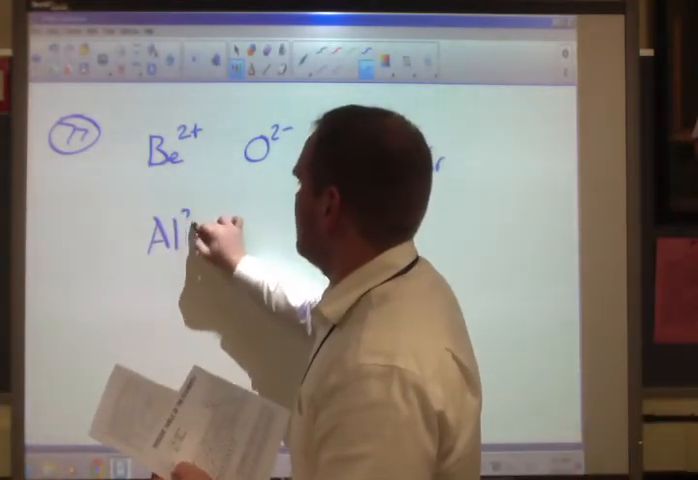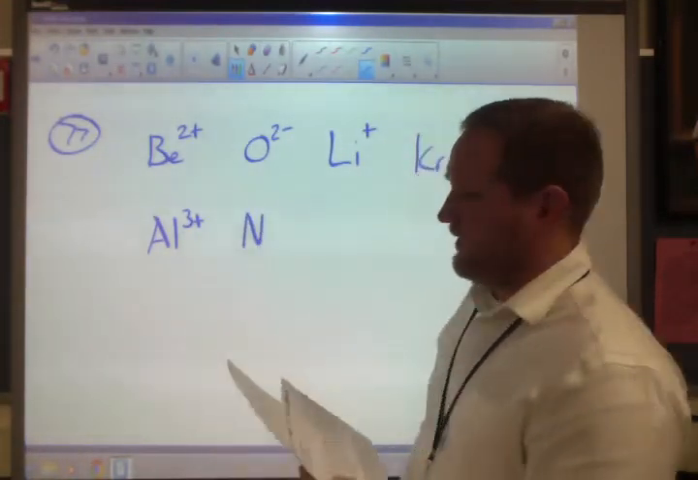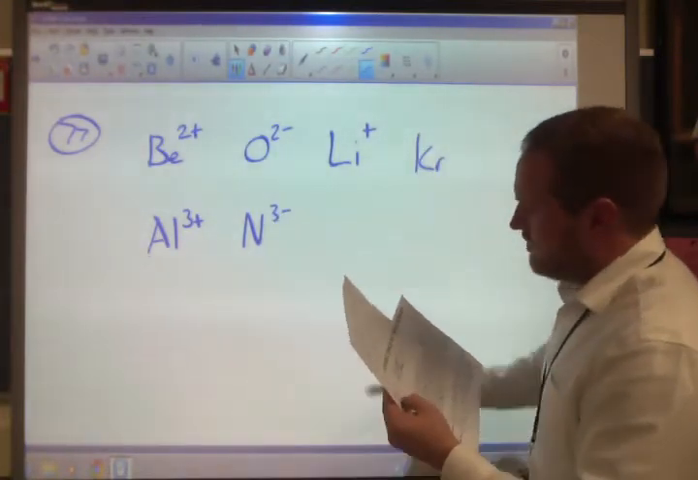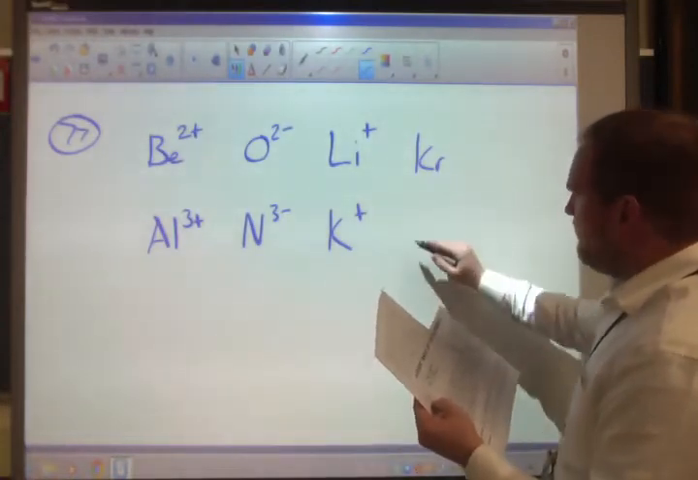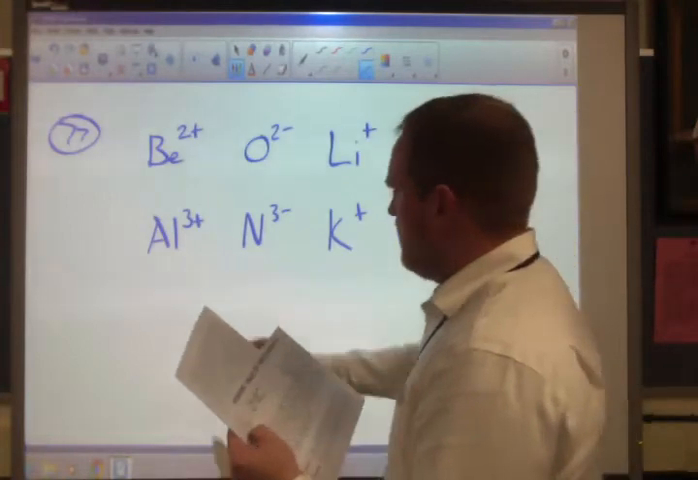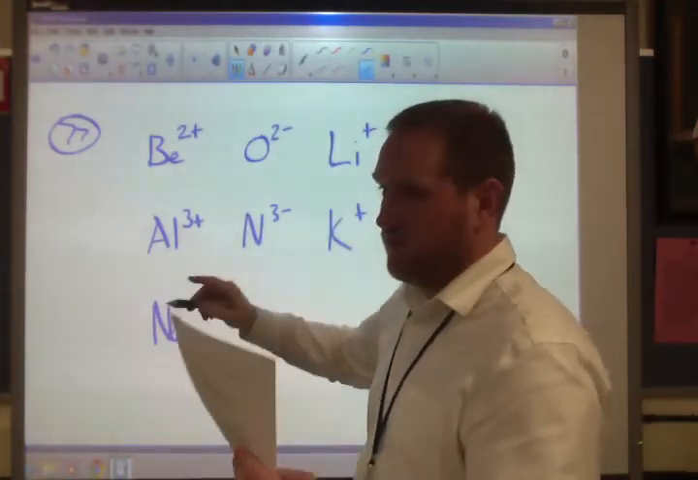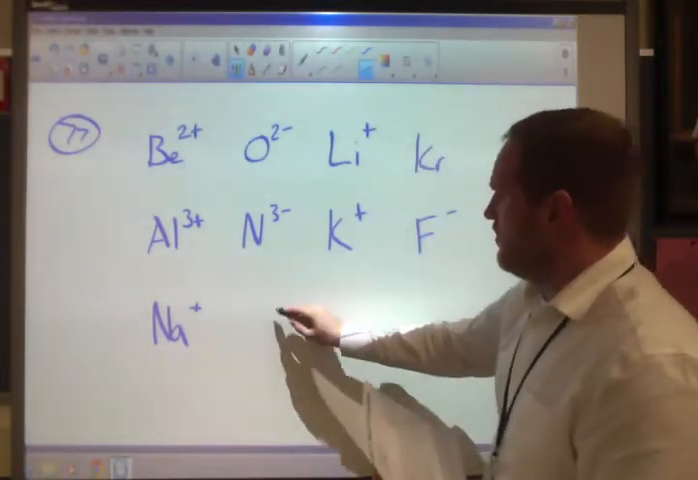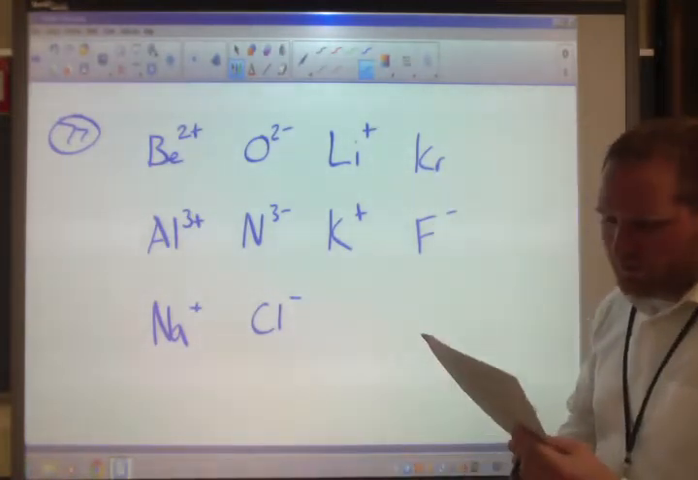Aluminum has 3 valence electrons. It wants to lose them, 3 plus. Nitrogen has 5 valence electrons. It wants to gain 3, thus forming N3 minus. Potassium has 1 valence electron, wants to lose it, K plus. Fluorine has 7, wants to gain 1, F minus. Na has 1 valence electron, wants to lose 1 valence electron, forming Na plus. And chlorine has 7 valence electrons, wants to gain 1, Cl minus.